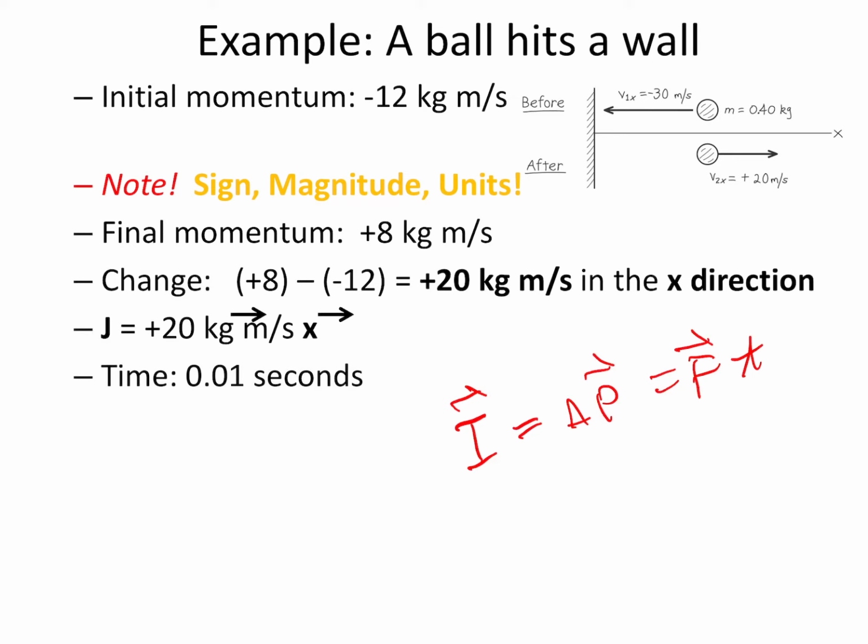Now we want to find the average force. We know the impulse now, and we know the time, 0.01 second. So force is impulse over time, which will give you 2000 Newton. So that's the average force acting on the ball during this impulse.